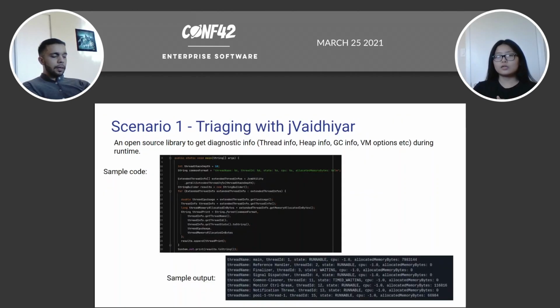Another way to triage this scenario is using JVM. JVM is an open source library that gets information about the JVM. In this sample code, we can see we're getting information from JVM about the threads, and then we print that information as shown in the sample output. I also need to mention that JVM can get more information about the threads, but for the purposes of this presentation, we're only showing a portion of that data. If you want to know what other thread information JVM can get, you can look into the link at the end of this presentation or in the description of this video.